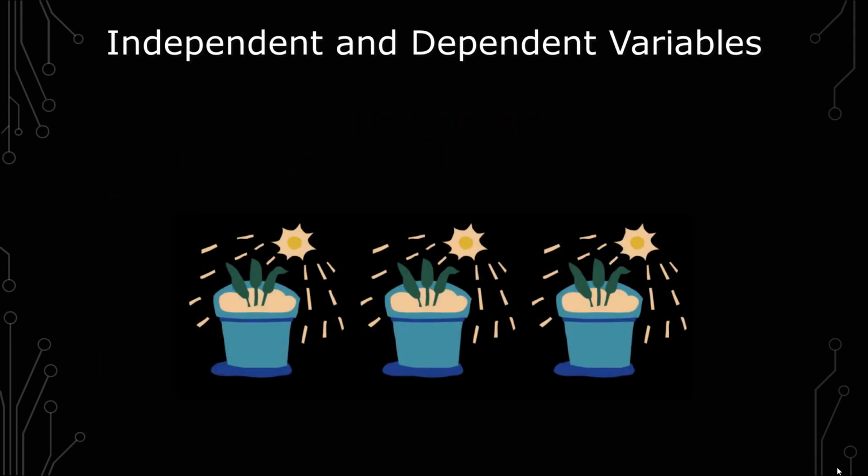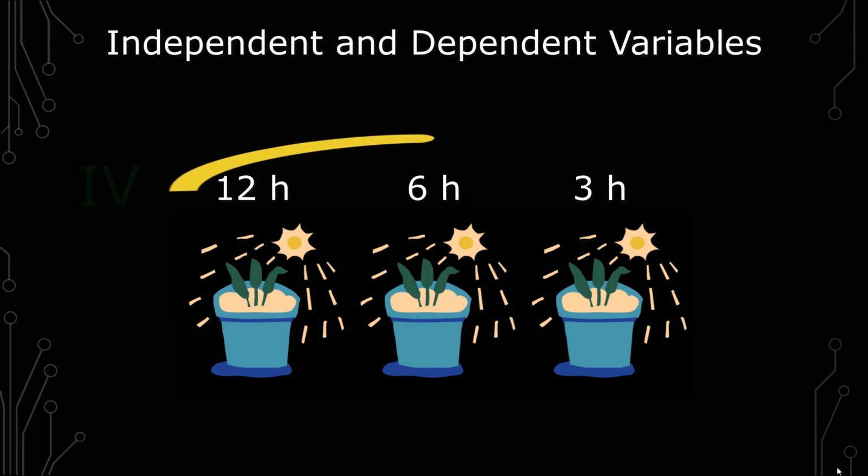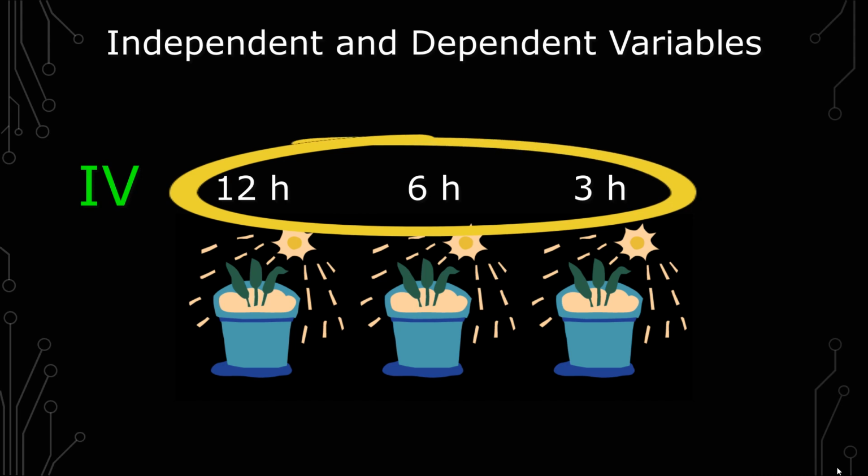We're conducting an experiment to see how different amounts of sunlight affect plant growth. Now, we'll have a series of plants. Some of them are being given 12 hours of sunlight, some of them are being given 6 hours of sunlight, and some of them are being given 3 hours of sunlight. The independent variable would be the amount of sunlight the plants are receiving, as we are changing this factor.